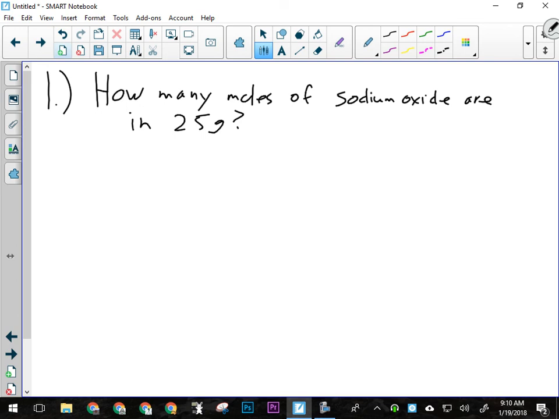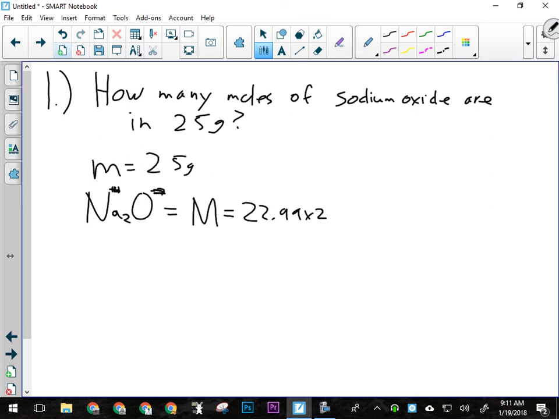In this question I am given the mass, so that's little m, 25 grams. I'm also told the material is sodium oxide, so that's Na with O. It's an ionic compound that needs to be dropped and swapped, so it's Na2O. Very important we get that right. If we don't get that right, we won't get anything else right. That'll help me calculate the molar mass: 22.99 times 2, because there are 2 sodiums, plus 16.